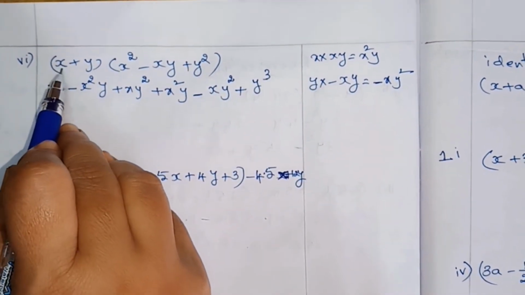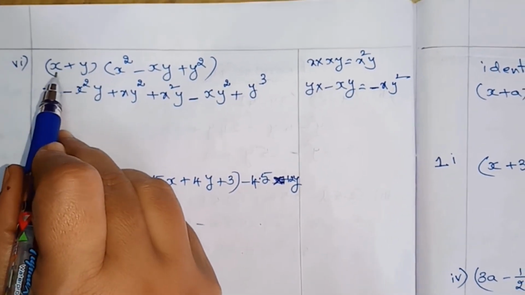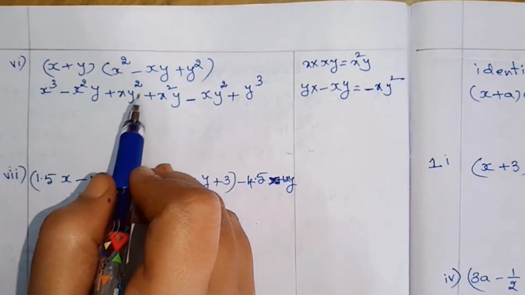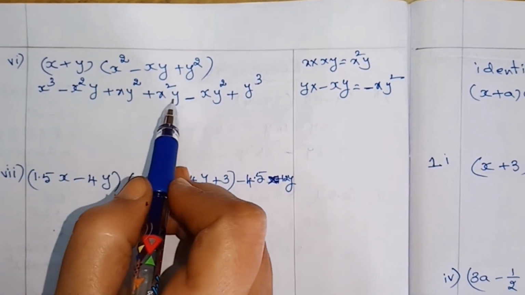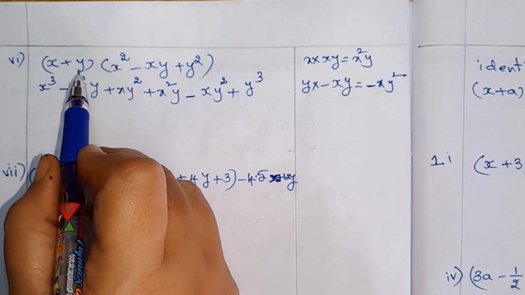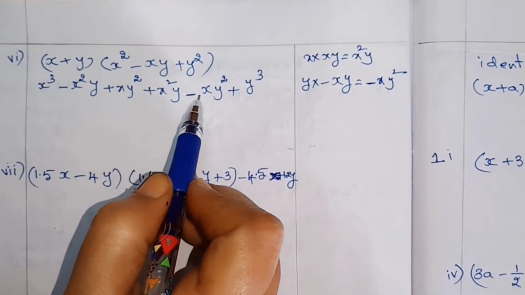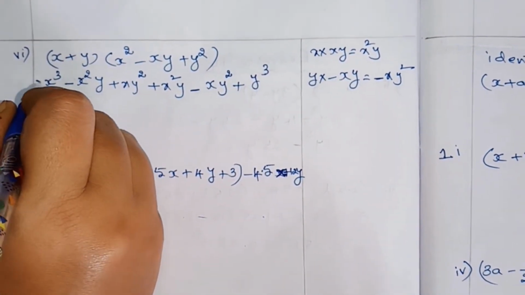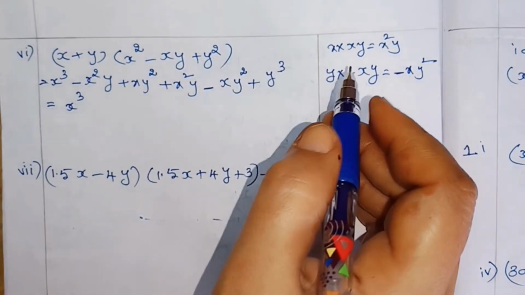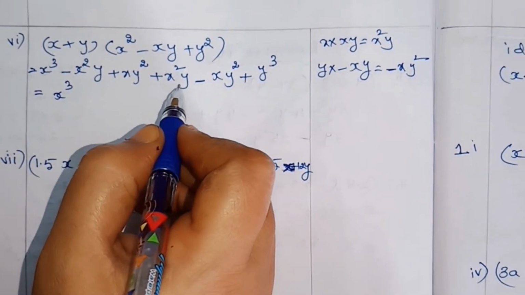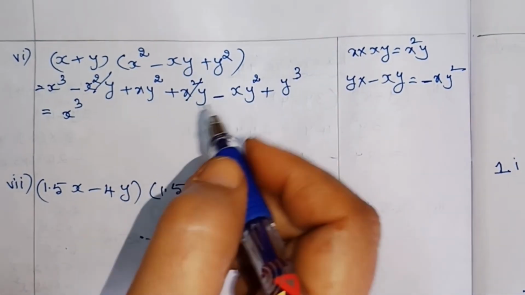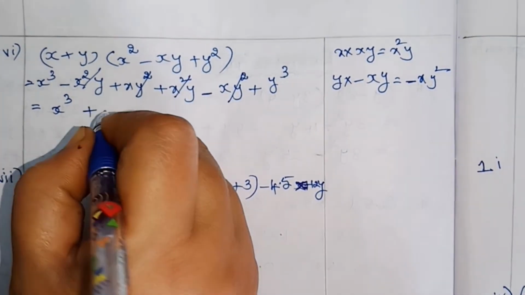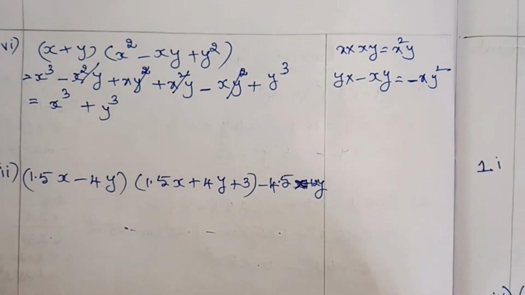So x into x square is x cube, x into minus xy is minus x square y, plus x into y square is xy square, y into x square y is x square y, y into minus xy is minus xy square, y into y square is y cube. Now add and subtract the like terms. So x cube, minus x square y plus x square y, both get cancelled. Plus xy square minus xy square, both get cancelled, plus y cube.